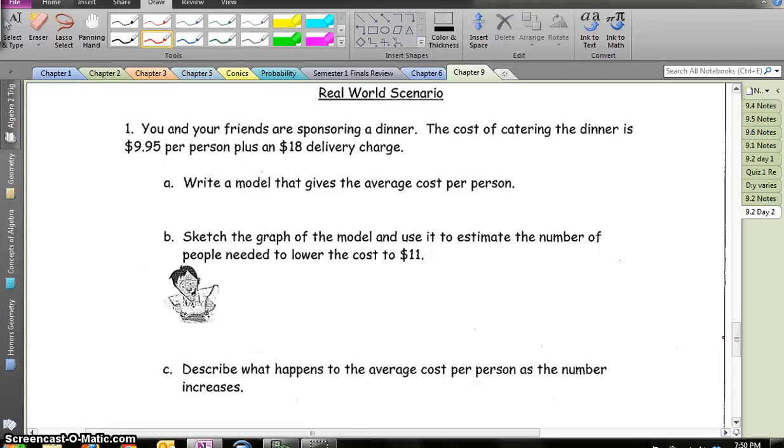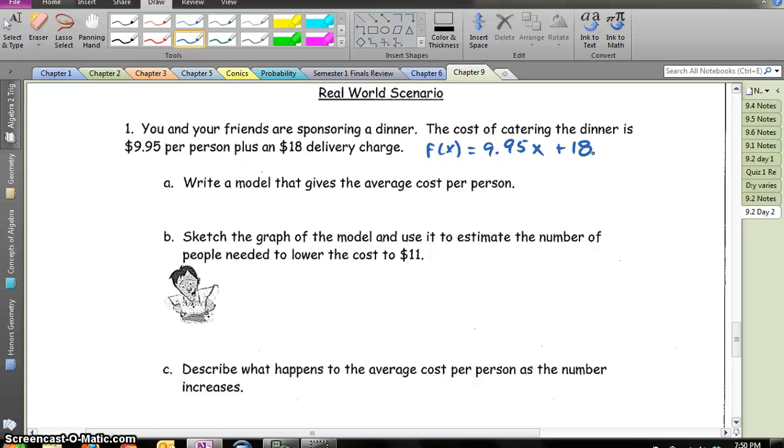Now, you and your friends are sponsoring a dinner. The cost of catering the dinner is $9.95 per person, plus an $18 delivery charge. Now, you did some of this in Algebra 1. If we were to write this equation, we would have y equals, or f of x equals, $9.95 per person plus a flat rate delivery charge of 18. And that's a linear equation. That's what we did a lot of in Algebra 1.